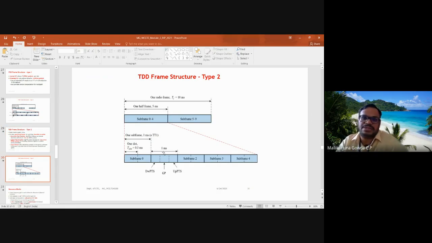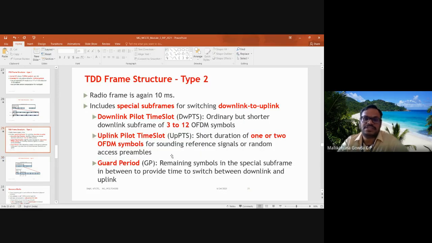I said one time slot will have 7 waveform symbols. Okay, means 2 time slots, for normal cyclic prefix, will be 14 waveform symbols. So out of 14 waveform symbols, 3 to 12 will be of what? Minimum is 3, maximum is 12 waveform symbols used for the downlink pilot time slot, and 1 or 2 is used for the uplink pilot time slot.